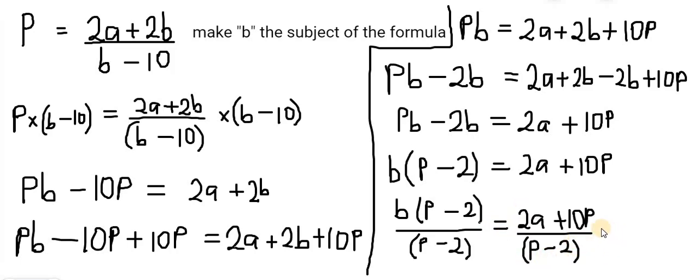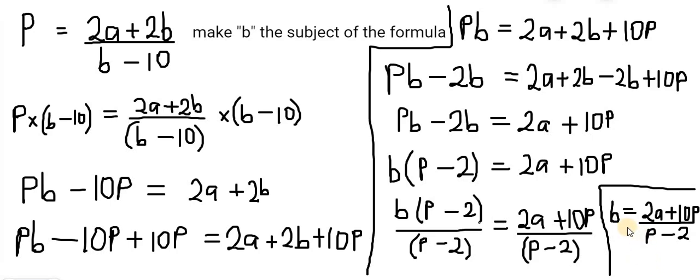You can leave the bracket there or you can take it off. Now on the left, p minus 2 at the bottom and p minus 2 at the top get rid of each other. And so we just have b on the left, and on the right, we just have 2a plus 10p all over p minus 2. And we're done. Because b is all on its own on the left as the subject of the formula, and on the right, we have everything else.